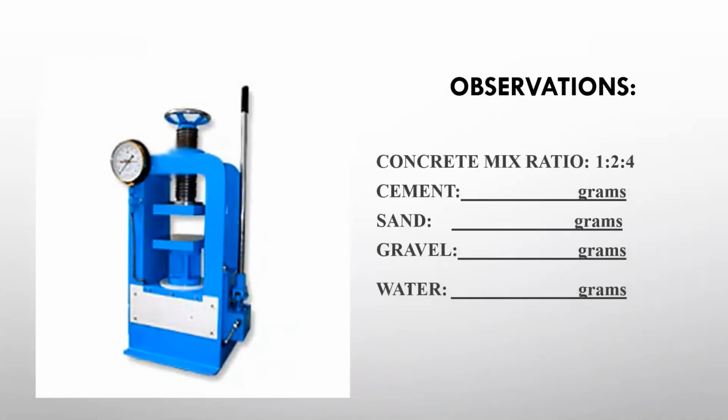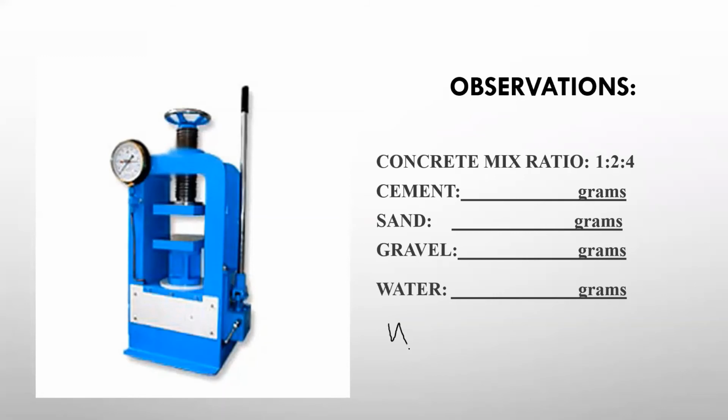So obviously the concrete mix ratio is 1 is to 2 is to 4 here. Cement, whatever the amount you have calculated. Sand, whatever the amount you have calculated. Gravel, whatever the amount you have calculated. And water, whatever the amount you have calculated. So you have to write it down over here. Now what is left? Water cement ratio. So how can you calculate it? Obviously the amount of cement you have already calculated, I think 728 grams. So I have taken it as 800 grams.